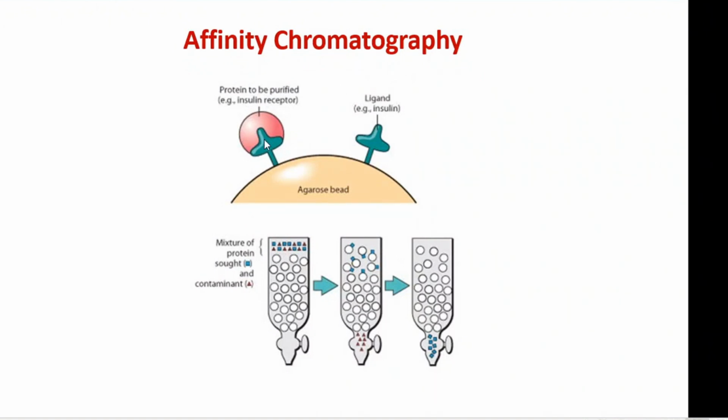The ligand here is an insulin molecule, and the ligand molecules will change each and every time. It all depends on what kind of molecule you are going to separate. So it is very specific. The ligand is specific, and at the same time, the molecule which we are going to separate is also specific, such that we can isolate the molecules.